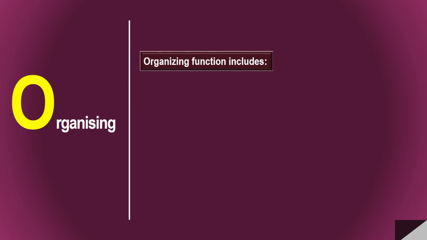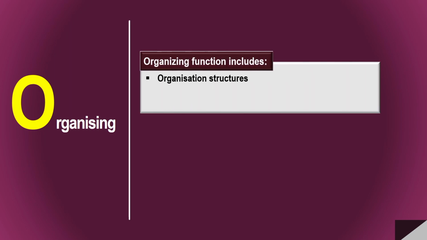Organizing function includes organizational structures. These are based on the organizational design and it can be reflected in the form of organizational chart. Then job design and analysis for all the human resources we have employed in the institution. Then finally, human resource management in terms of their recruitment, staffing, then their promotion, development, training.